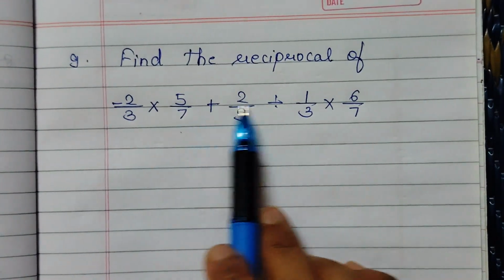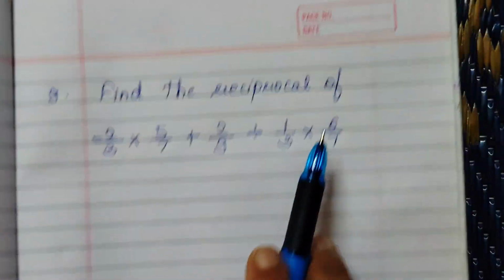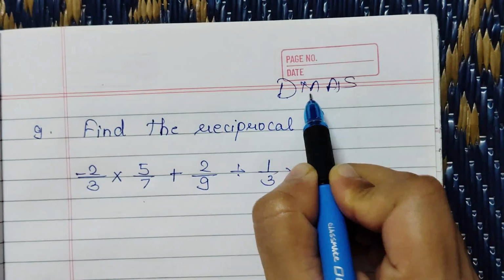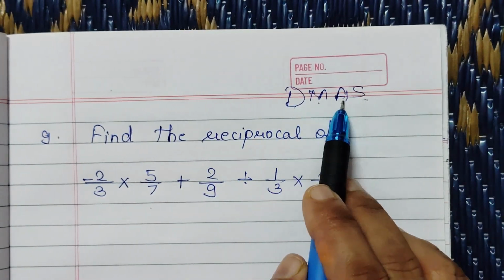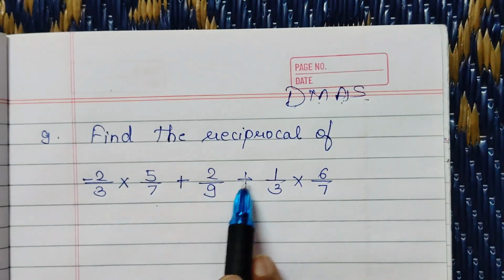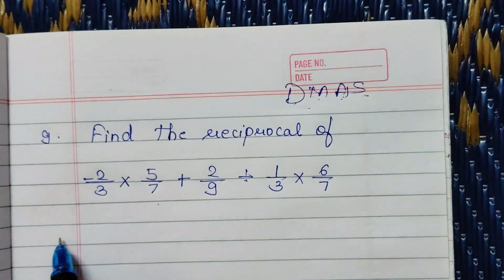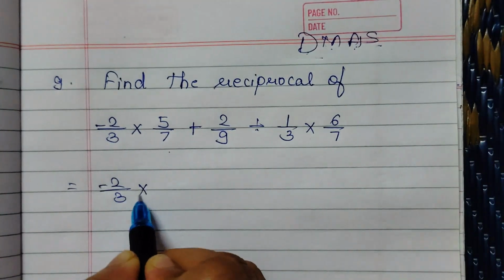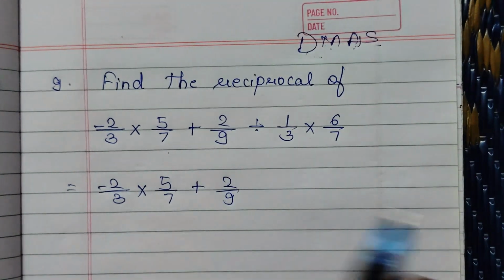Now here you have multiplication, addition, division, multiplication. Here we are going to use DMAS: division, multiplication, addition, subtraction. We don't have subtraction, but we have division, multiplication, addition in this. So first we will start with division. I will write as it is, minus 2 upon 3 multiplied by 5 upon 7 plus 2 upon 9. Everything I wrote as it is.